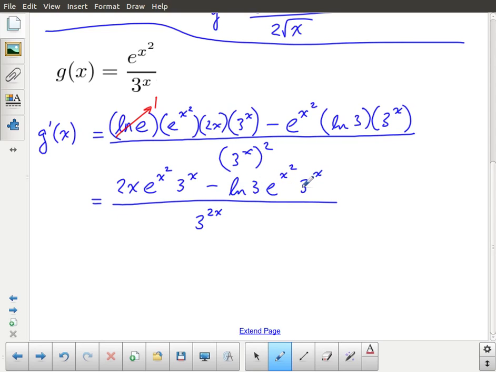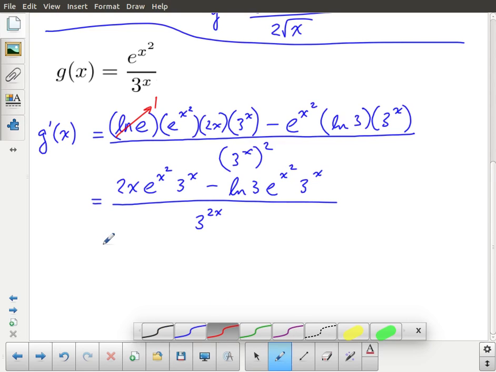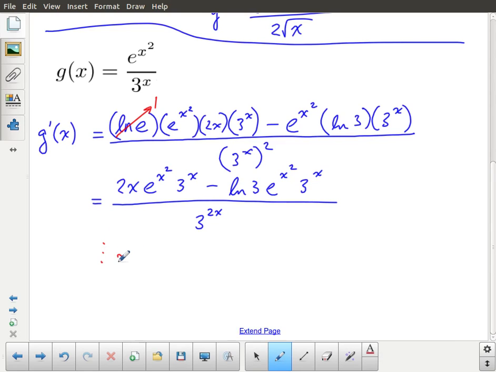Now I could go further than this. There's some common factors here. There's a common factor in the denominator because we've got 3 to the x's, 3 to the x, and a 3 to the 2x. So there is some simplification I could do here, but I have achieved what I wanted to show you, so let's actually put a little notation here, and then I could say dot, dot, dot, which is you could simplify this further.